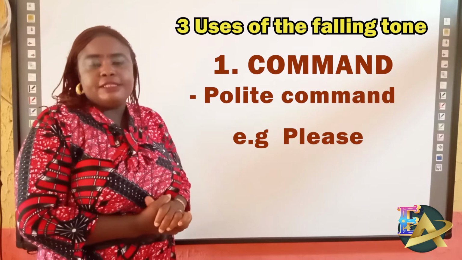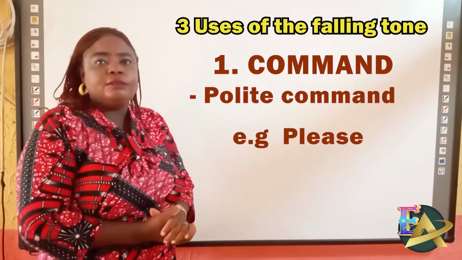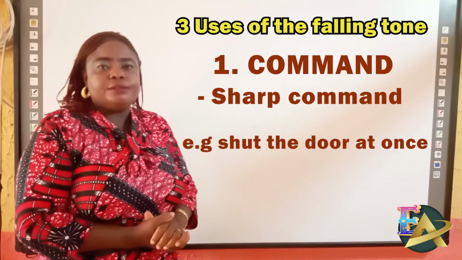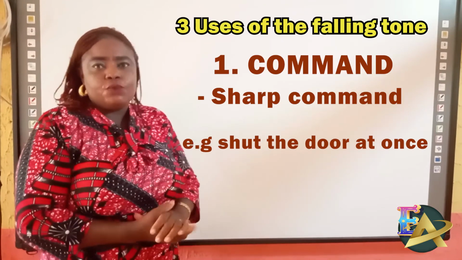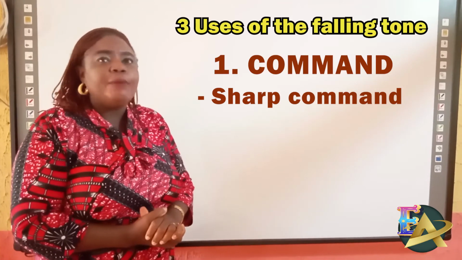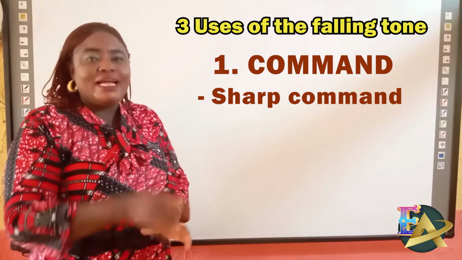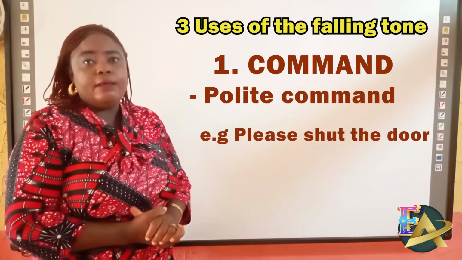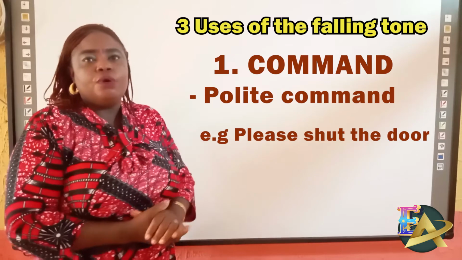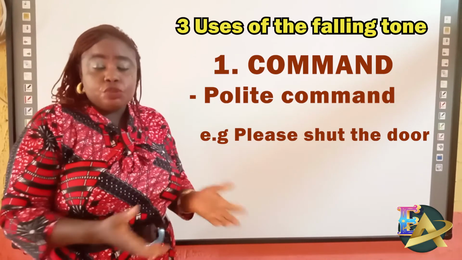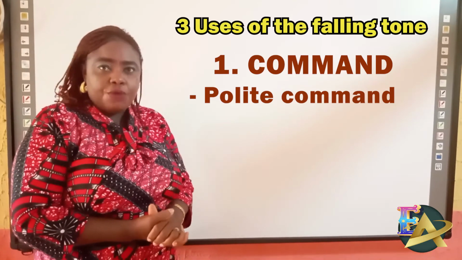Examples of such commands are, the first one for the sharp command, you could say, shut the door at once. That is a sharp command. The person has no option than to obey and shut the door. While for the polite command, you could say, please shut the door. And so the person could choose to do what? To obey and shut the door or not.